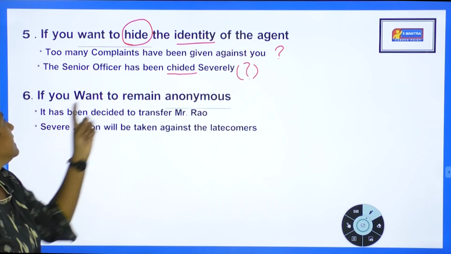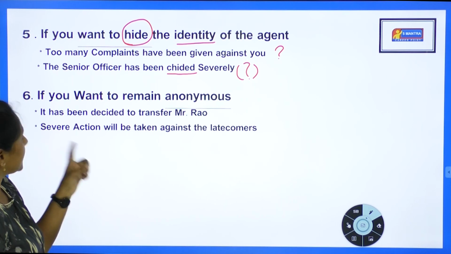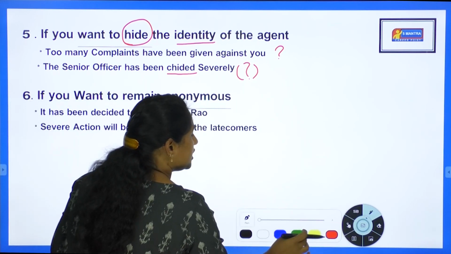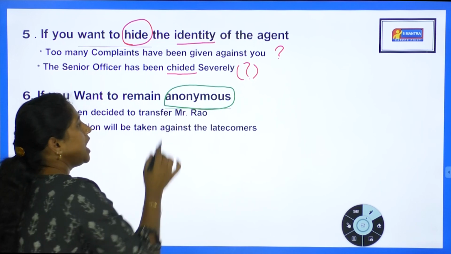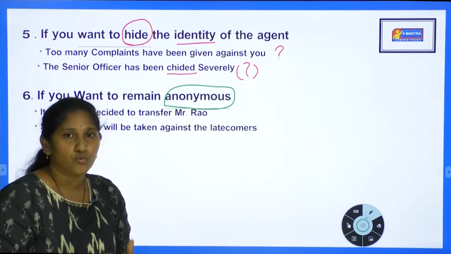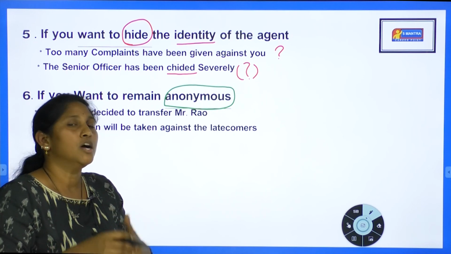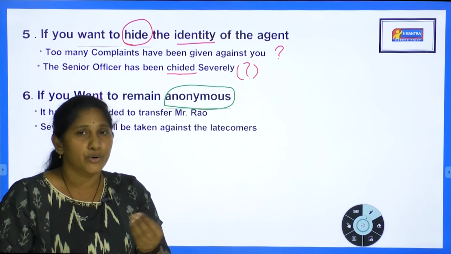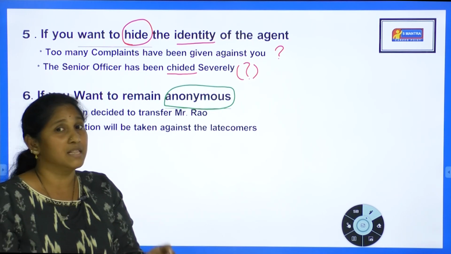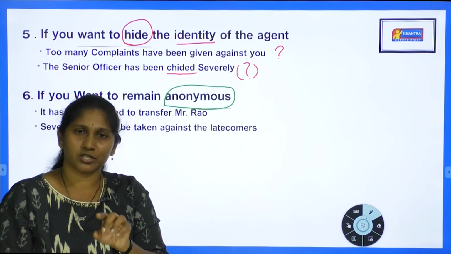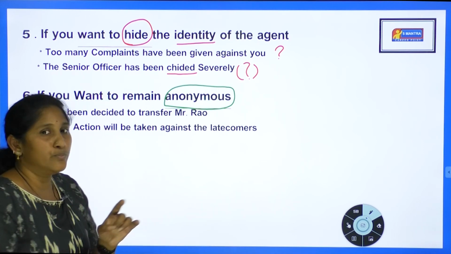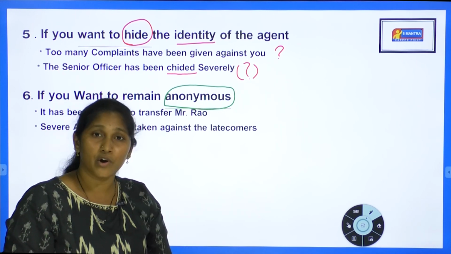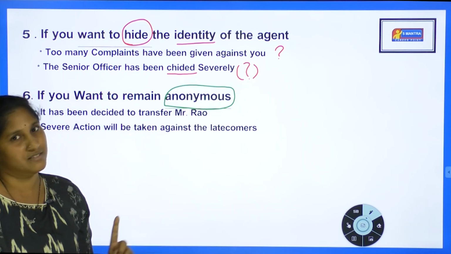And last and foremost case, if you want to remain anonymous. Anonymous means unnamed. So if you want to hide your name or if you don't want to mention your name, okay? And sometimes if you do any wrong things, not positive things, in that case also you want to hide your identity. Like that, if you broke a glass, you want to hide it, you don't want to reveal it. So in that case you can use the passive form of sentences.